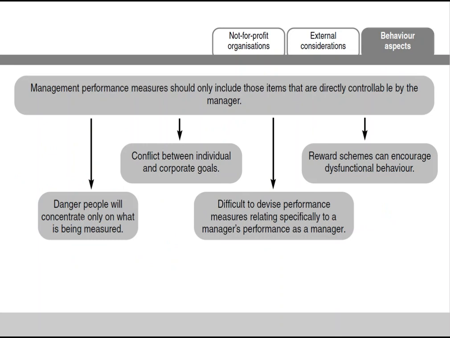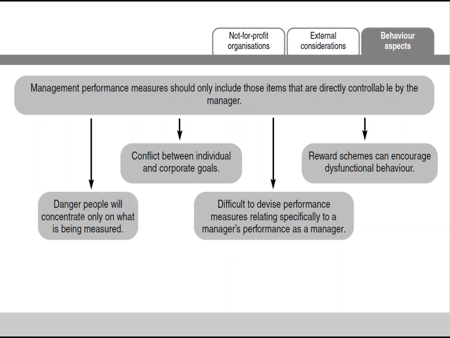Okay, danger: people would concentrate only on what is being measured. One of the problems of measurement is something called the tunnel effect. Tunnel effect means that there is a saying, I don't remember it exactly, but it's something like what gets done is what is being measured, or what is being measured gets done. So if we measure a few things, then only those few things will be done. There will be other things that are important, but because they are not measured, they will not be done.